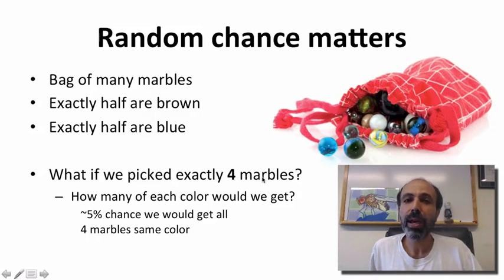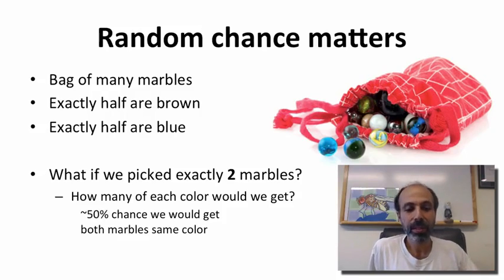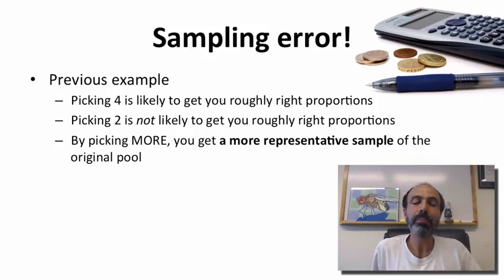Now what if you started the bag with even fewer? What if we started with exactly 2 marbles? Well, how many of each color would we get? Well, there's 3 possibilities. 2 blue, 2 brown, or 1 blue and 1 brown. And in fact, in this case, there's about a 50% chance that the 2 marbles we'd get would be the same color, that we'd either get 2 blue marbles or 2 brown marbles. Well, this illustrates the point of sampling error.